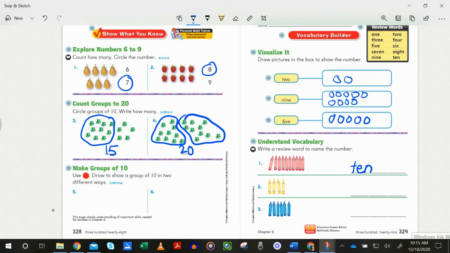Okay, number 2, how many yellow crayons are there? 4, so we want to write the number word. And all of the number words are up here in the yellow box. 4 is F-O-U-R. And then how many blue crayons are there? 6. How do we write 6? S-I-X. And there we go. Okay.